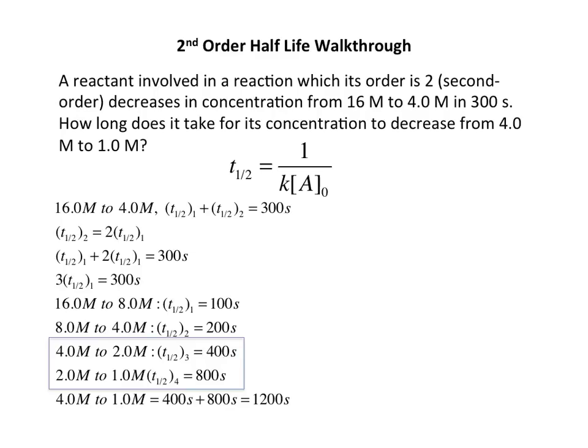For this problem, the half-lives we care about are the 4 to 2 half-life and the 2 to 1 half-life. So again, since we want the time for it to decay from 4 molar to 1 molar, we take the half-life of 4 to 2, which is 400 seconds, and add it to the half-life for 2 to 1, 800 seconds. And we get the same answer as in our other method, which is 1200 seconds.